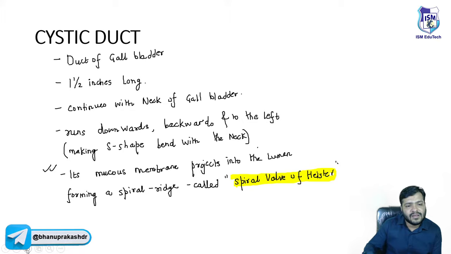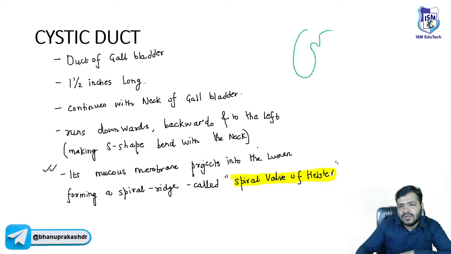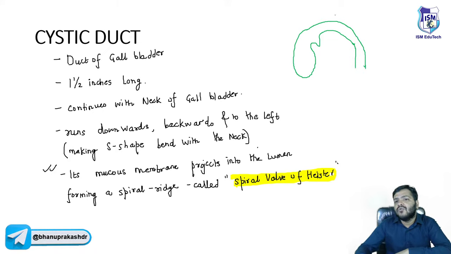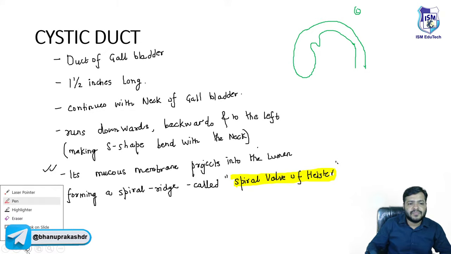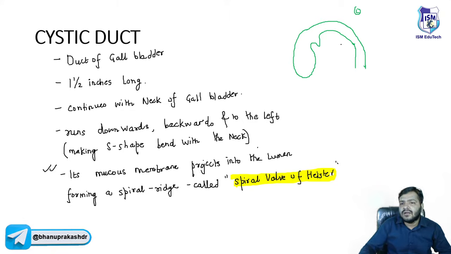So you guys are very well aware that suppose this is the gallbladder, and you already know we have the Hartmann's pouch, and then we have this cystic duct, right? It is descending downwards, beta, it is coming downwards. Okay, it is moving towards the left side. So it is backward. This is the cystic duct, and the whole duct is lined with the mucous membrane.